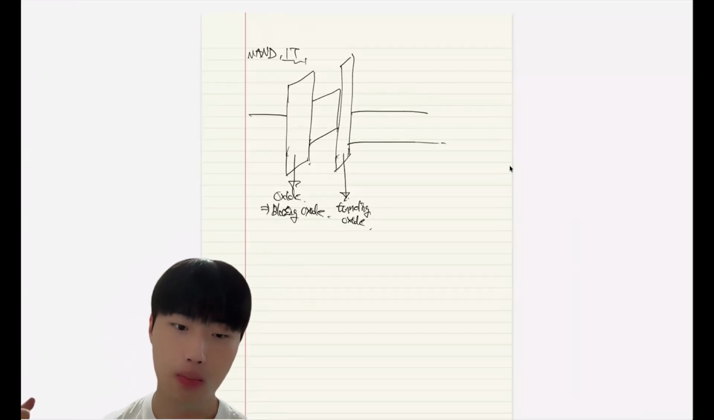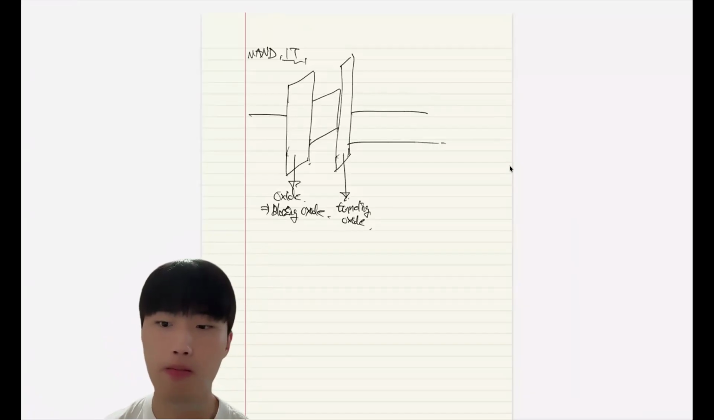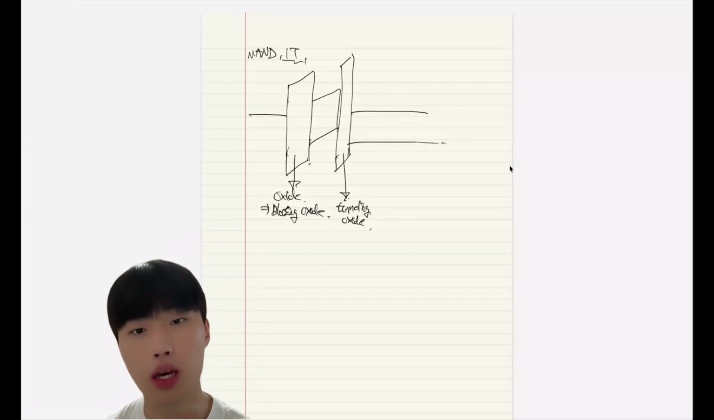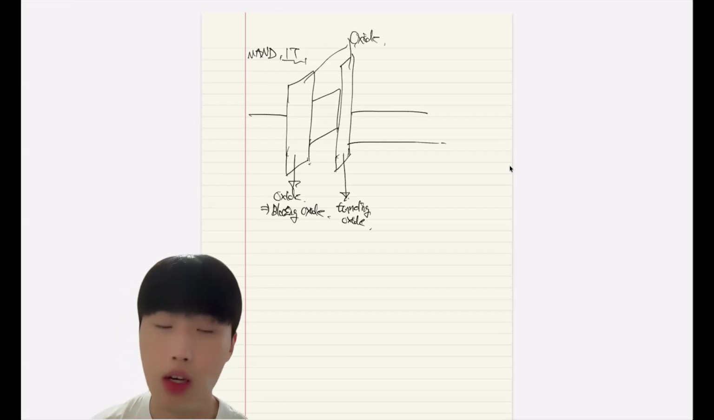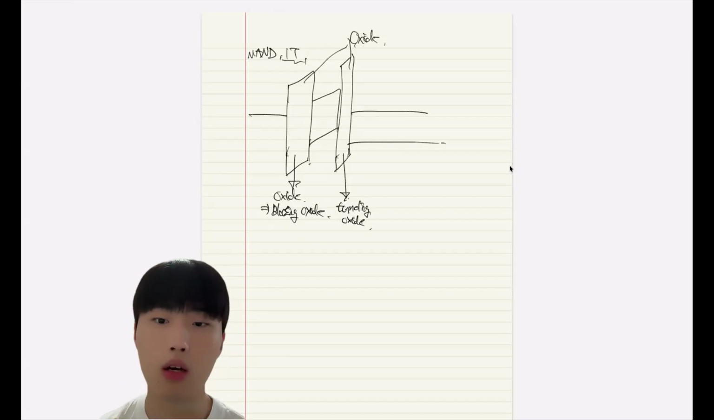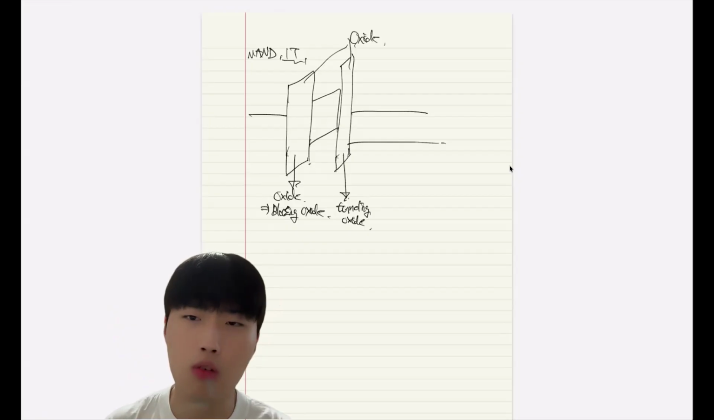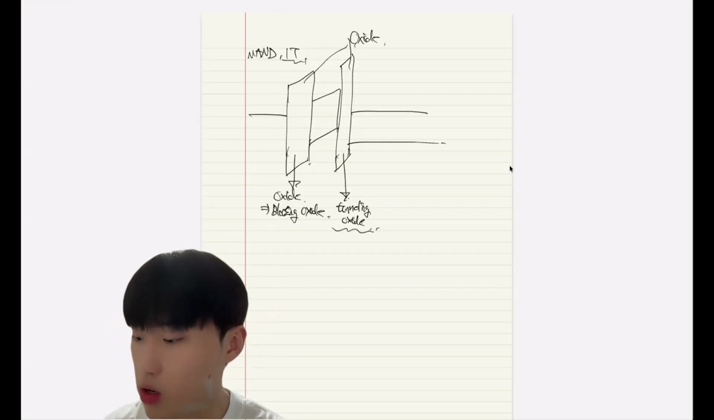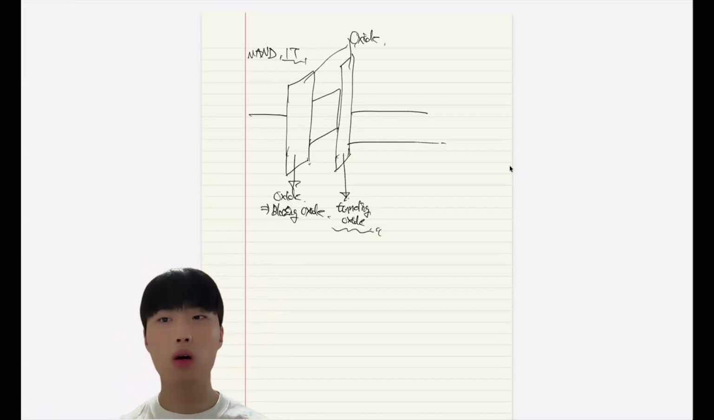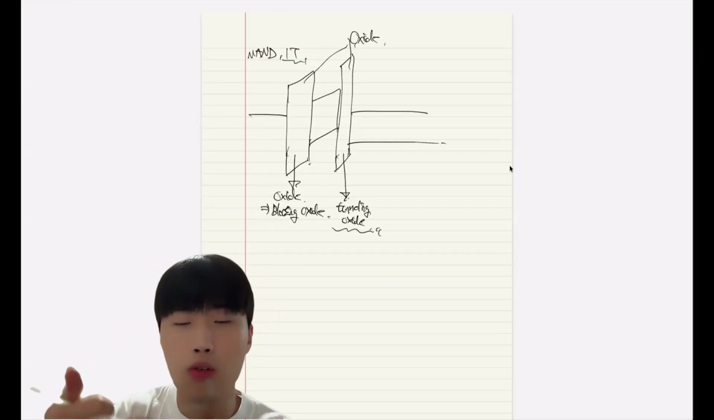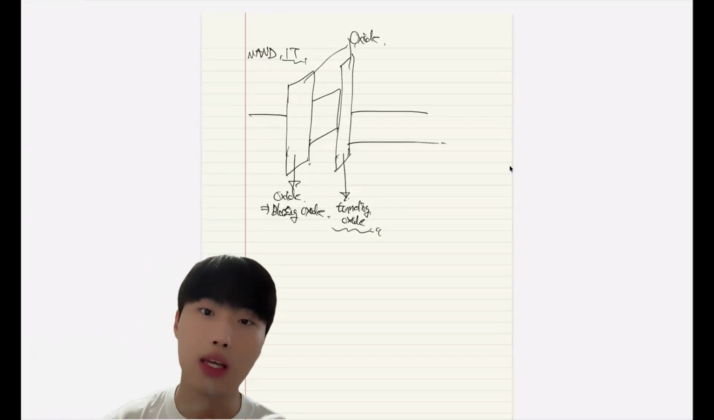I will show how it works. These two are the oxide. In general, carriers cannot go through the oxide, but we use tunneling. So the name is the tunneling oxide. Let's go very close and look at the tunneling oxide very closely.